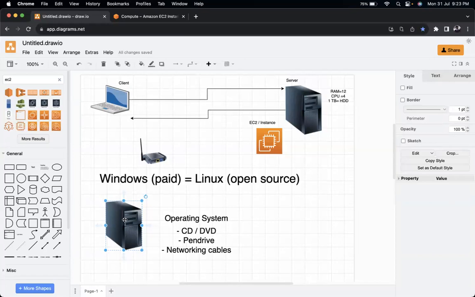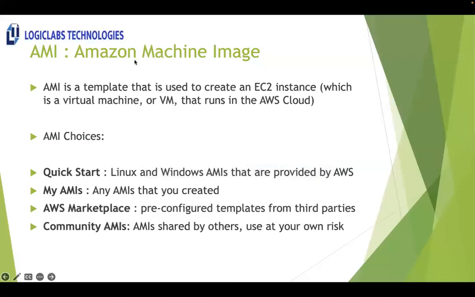So Amazon is saying, when you are launching an EC2 instance, first you have to select an AMI, Amazon Machine Image. Yeah, you have to select an AMI. It's called Amazon Machine Image. What is AMI, folks? What is Amazon Machine Image?